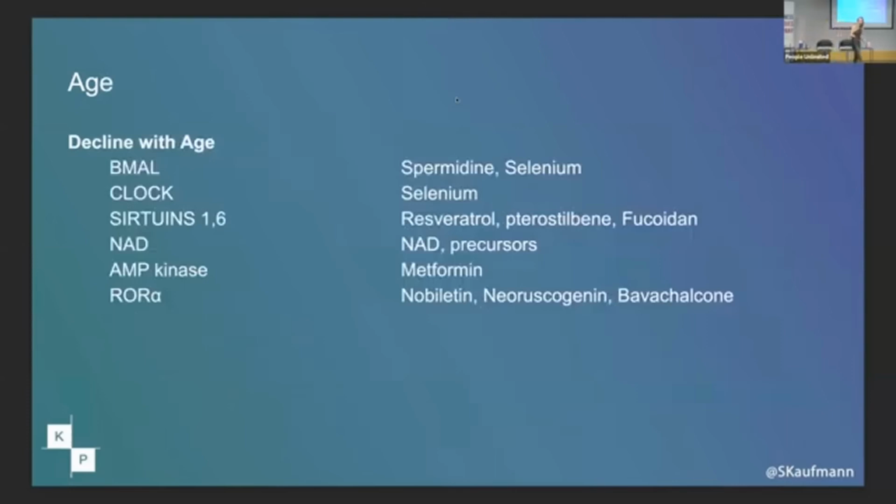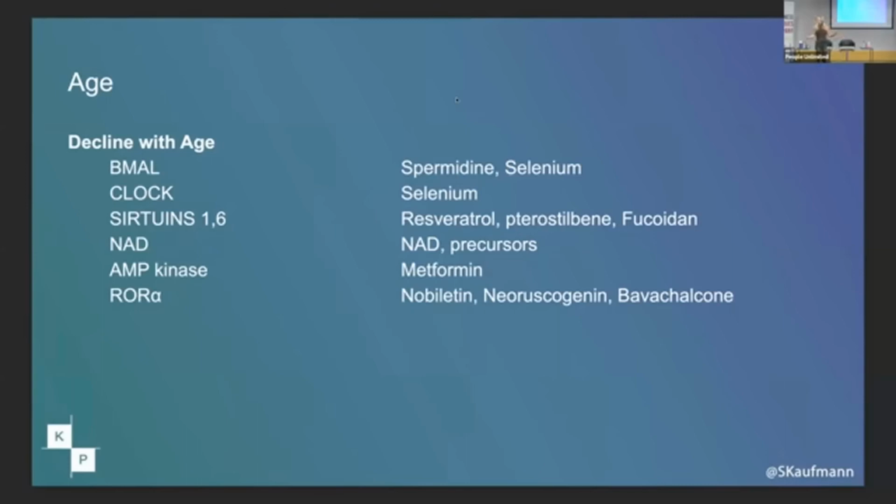So I went back and I made a list of all of the things that decline with age. And these are like the high points. Bmal1 goes down. Clock goes down. We know your sirtuins go down, right? NAD goes down. AMP kinase goes down. And ROR alpha goes down. Unfortunately, this is just true. But on the other side of the screen are the hacks. These are the things that increase these things. And I know for a fact that everyone in this crowd is very interested in hacking this. And you're probably on a variety of these things already. But I'm going to point out a few that you probably haven't heard of.